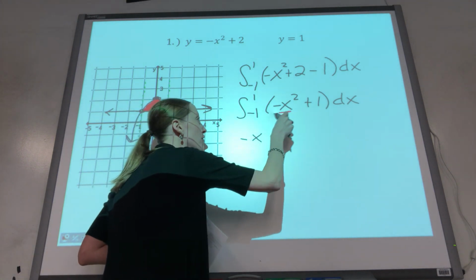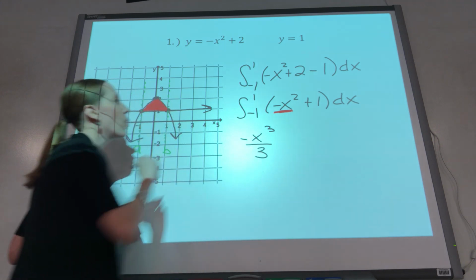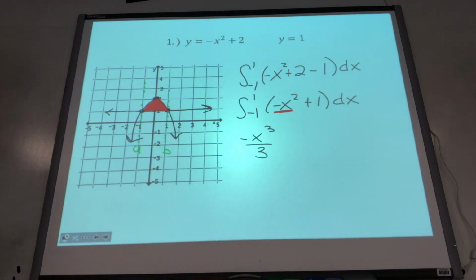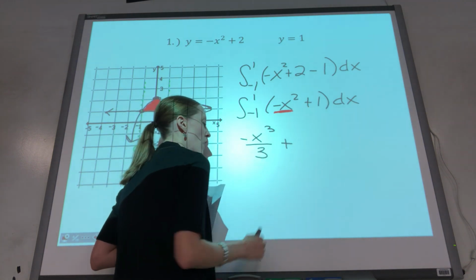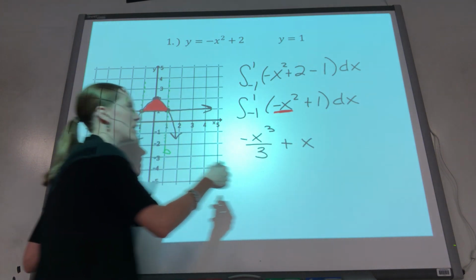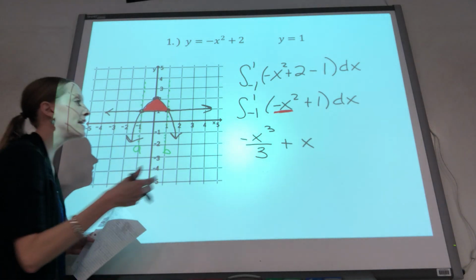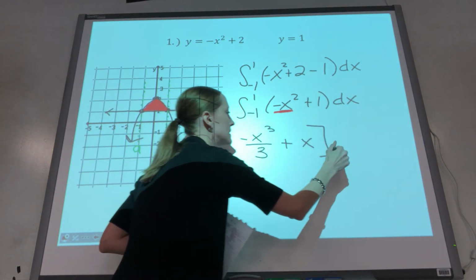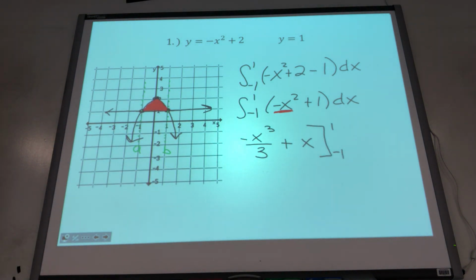So with this first part, I'll keep the negative, but add 1 to my power, put my new power on bottom, plus when I integrate 1 with respect to x, it'll just be x. And now I'm not going to put plus c because I have a definite integral. I've got some numbers to plug in. Now, which number do I plug in first?